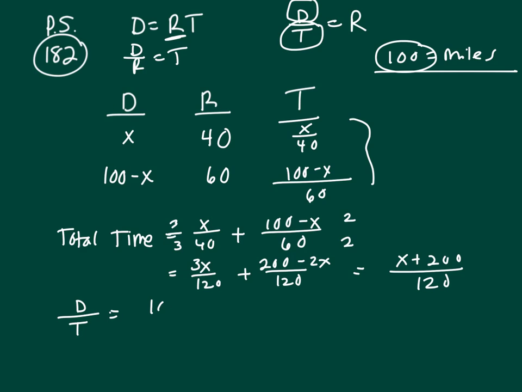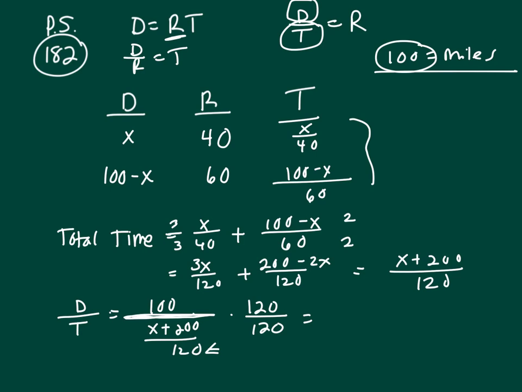The total distance is 100 over total time, which is (x plus 200) over 120. This is a complex fraction. What makes it complex is this secondary denominator. You only have one. I'm going to multiply top and bottom by 120 over 120.